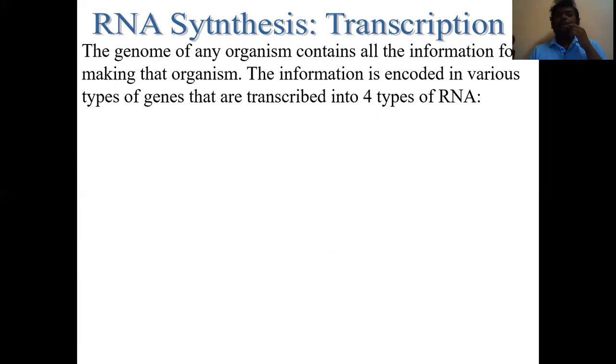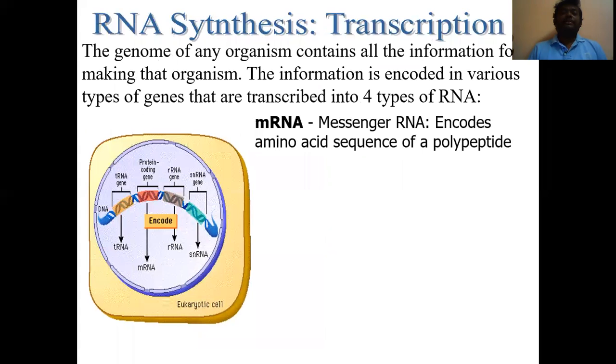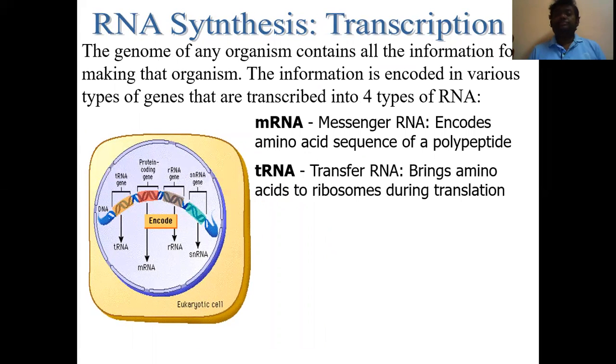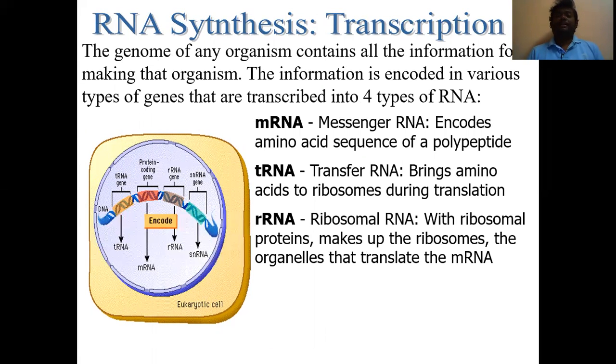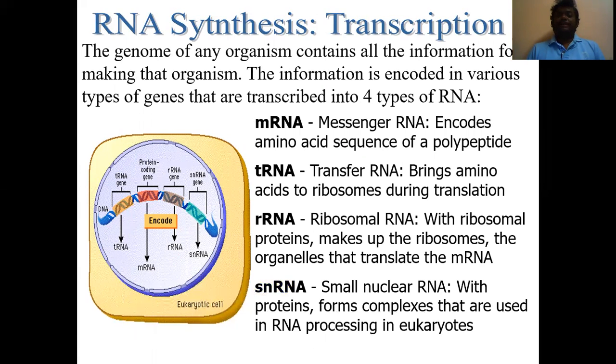The genome of any organism contains all the information for making that organism. The information is encoded in various types of genes that are transcribed into four types of RNA. So that is mRNA, which encodes the amino acids and carries the codes. tRNA, which transfers the amino acids. rRNA, ribosomal RNA, which is stored in the ribosomes. snRNA, small nuclear RNA, which is required for splicing.